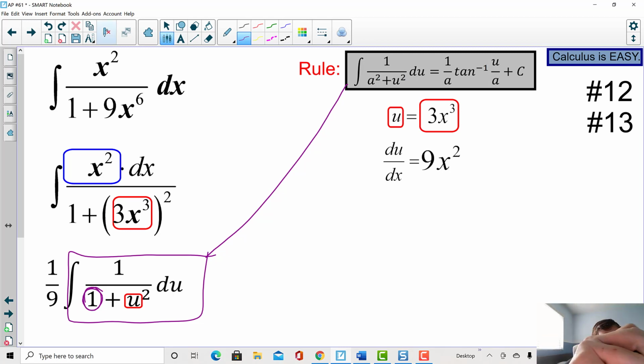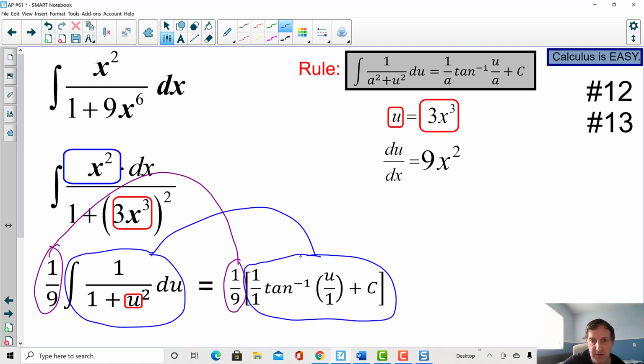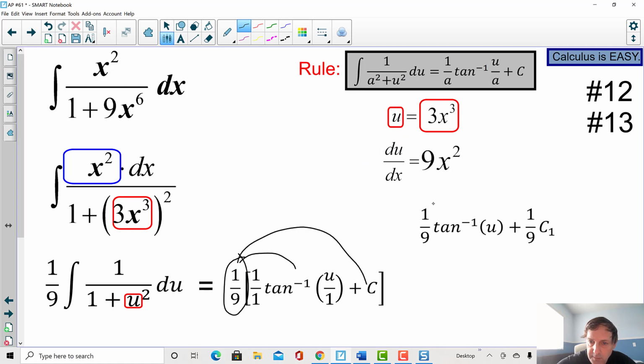Let's do that integral. So the 1/9 is going to be on the outside. Our actual integral, according to the rule, is going to be tangent inverse. And because our a was 1, we put a 1 on the bottom here and a 1 on the bottom there. We still need to trade our u for 3x to the third. And if we want, we can distribute the 1/9 on both pieces. So this is going to have to be a C1. So you'll notice the 1/9 has been distributed on each piece, and we can trade 1/9 C1 for just a C.